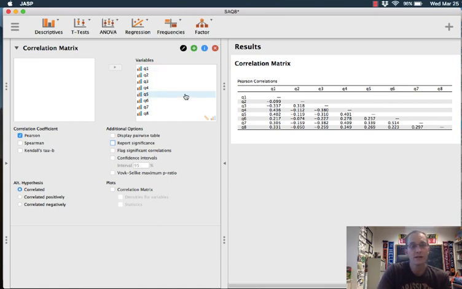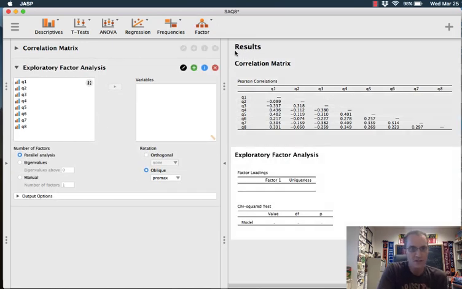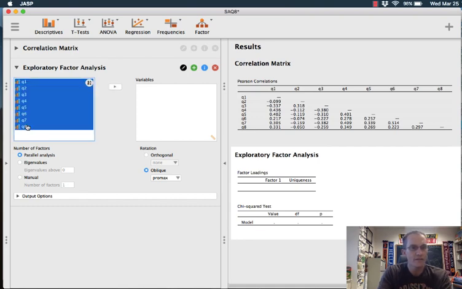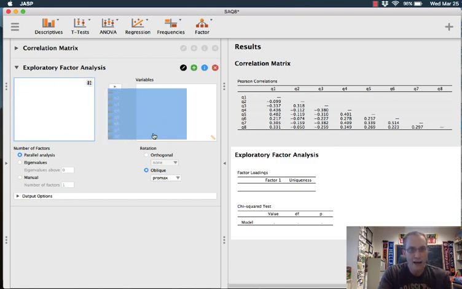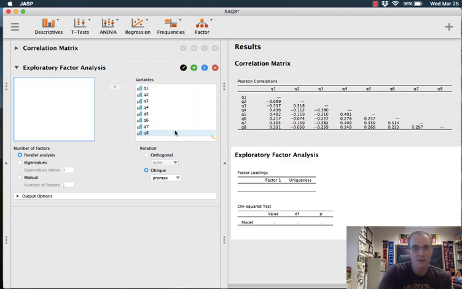In this video, I'm using version 0.11.1, so keep that in mind. Now, to do the factor analysis, we go to the Factor button. And of the three options, we're going to choose Exploratory Factor Analysis. And this will open up a dialog box very similar to what you've seen with the correlation matrix. We're going to take each one of these variables, I'm going to highlight them all, and I'm going to drag them over into the variables box.